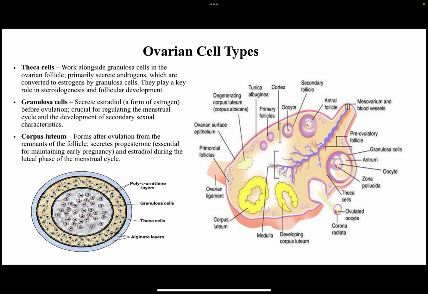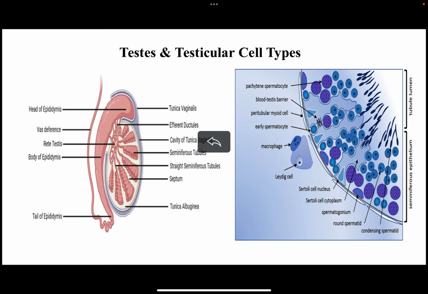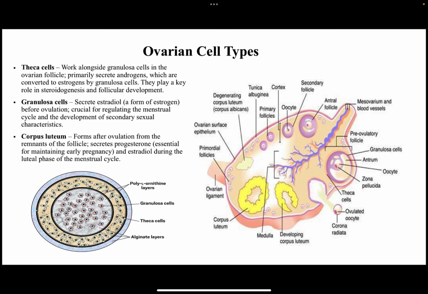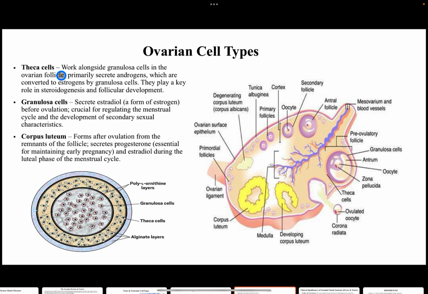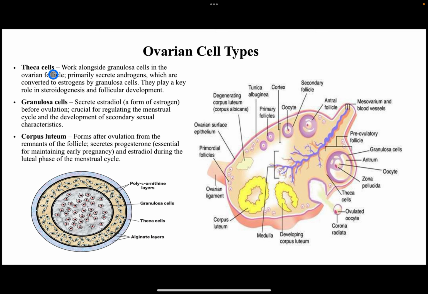Now let's look at the ovarian cell types. So we have looked at the testicular or the testis and the testicular cell types. We mentioned the Leydig cells and then the Sertoli cells. Now we are going to look at the ovarian cell types. Okay, so the ovarian cells, we have 3 cells over here we are going to talk about. So we have the theca cells, the granulosa cells, and then the corpus luteum.